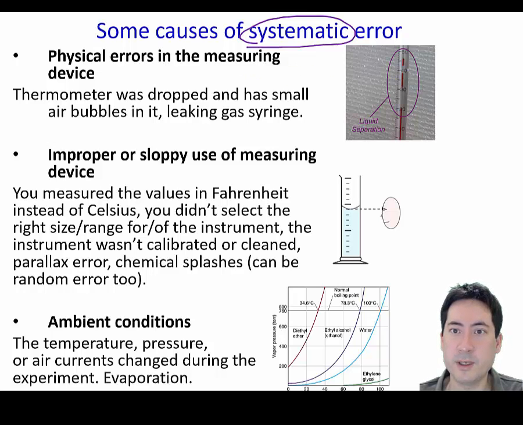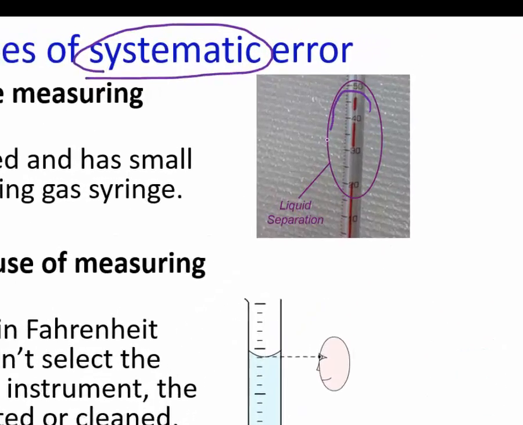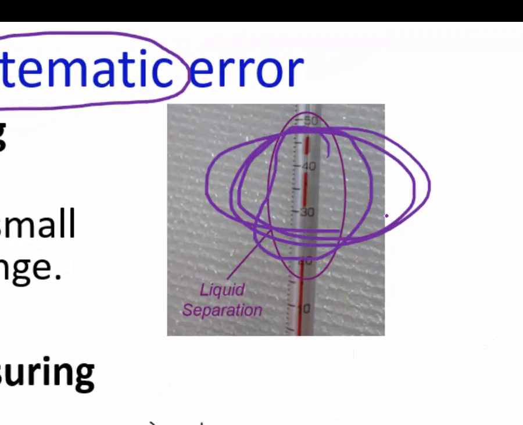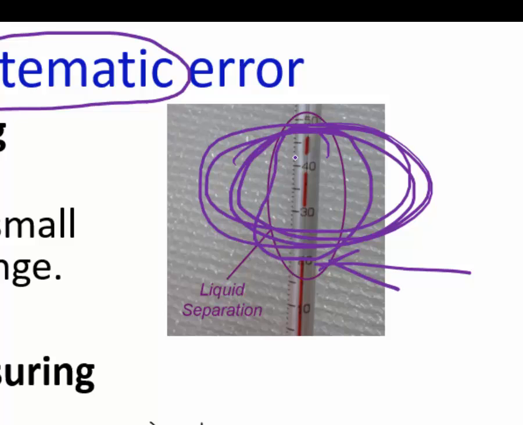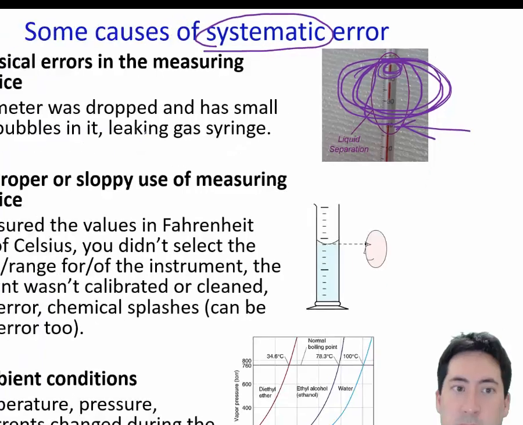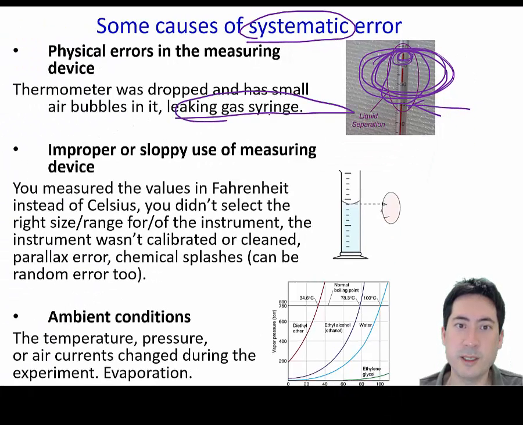So here we have a systemic error because there is a fault in the thermometer, there are gas bubbles. So that will give you a consistently higher reading than you should. Or maybe if you're reading this down here and didn't realize there was a small bubble up the very top, that's going to give you a consistently lower value. So leakages in the syringe are other examples of physical errors in the measuring device.